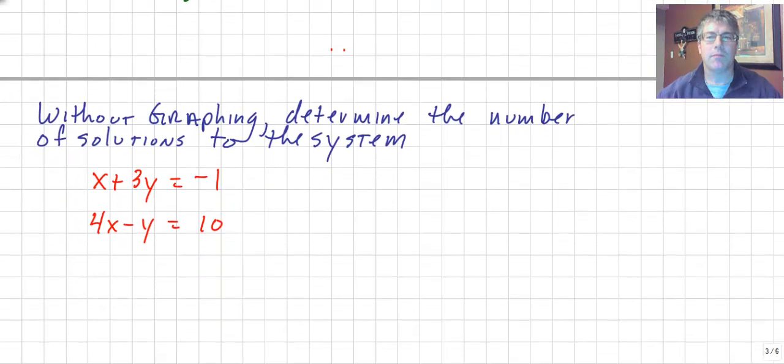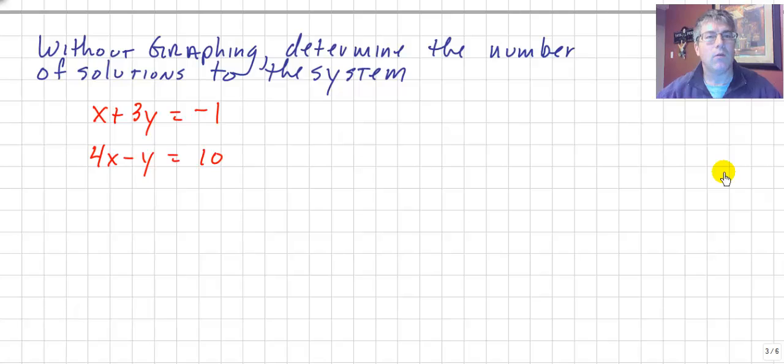Moving on to sample problem 3. Now we're not going to graph. We're going to do something a little different here. Without graphing, determine the number of solutions to the system. Well, let's take the lessons learned from the previous sample problem. Hey, if we have parallel lines, there's going to be no solution. If we have intersecting lines, we're going to have one solution. If we have the same line, we will have an infinite number of solutions.